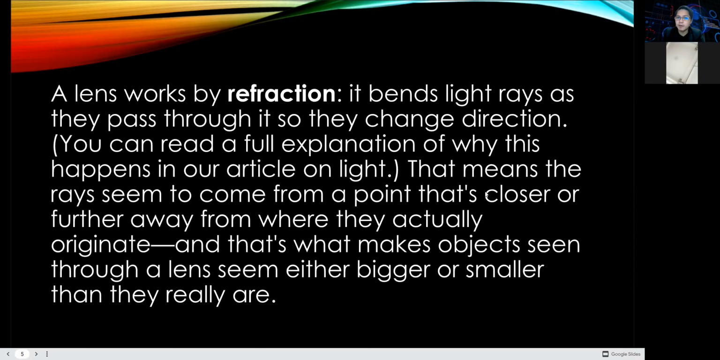A lens works by refraction. What do you mean by refraction? It bends light rays as they pass through it so they can change direction. So bending of light or light rays is called refraction, okay? That means that the rays seem to come from a point that's closer or farther away from where they actually originate. And that's what makes objects seen through the lens seem either bigger or smaller than they really are.